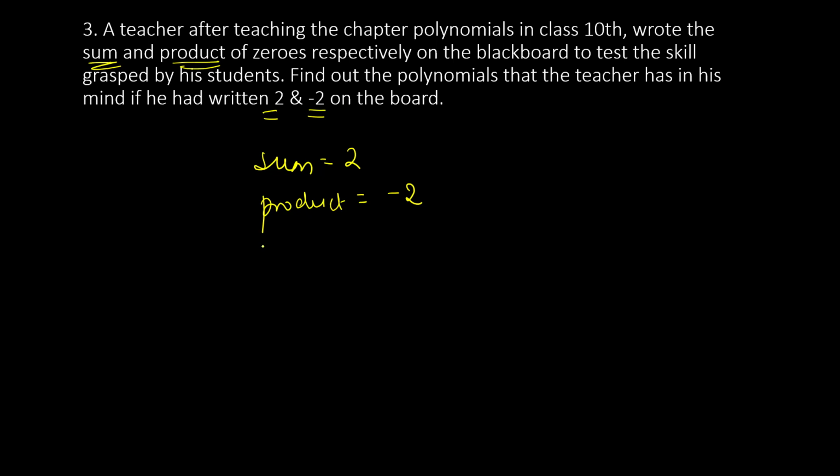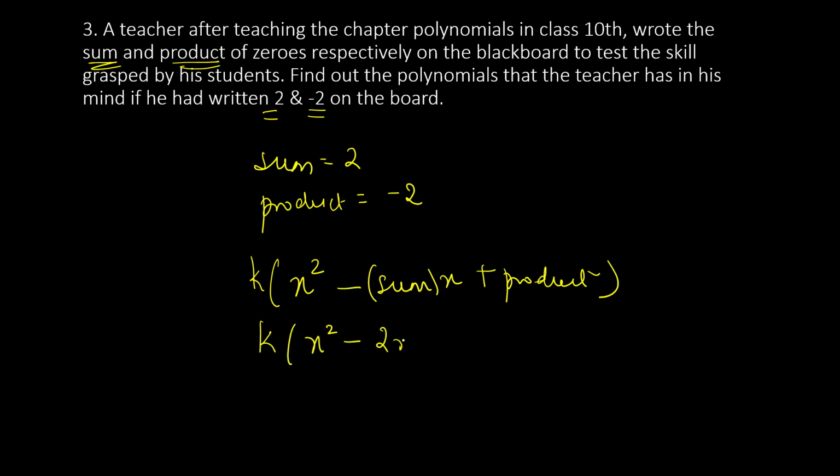What is the standard form of a polynomial when you have the sum and the product given? It would be k times x square minus sum x plus product. What do you get when you substitute the sum and product? You have k times x square minus 2x plus minus 2, which is the same as k times x square minus 2x minus 2. So these are the polynomials which the teacher had in mind when he wrote 2 and minus 2 on the board here for sum and product respectively.